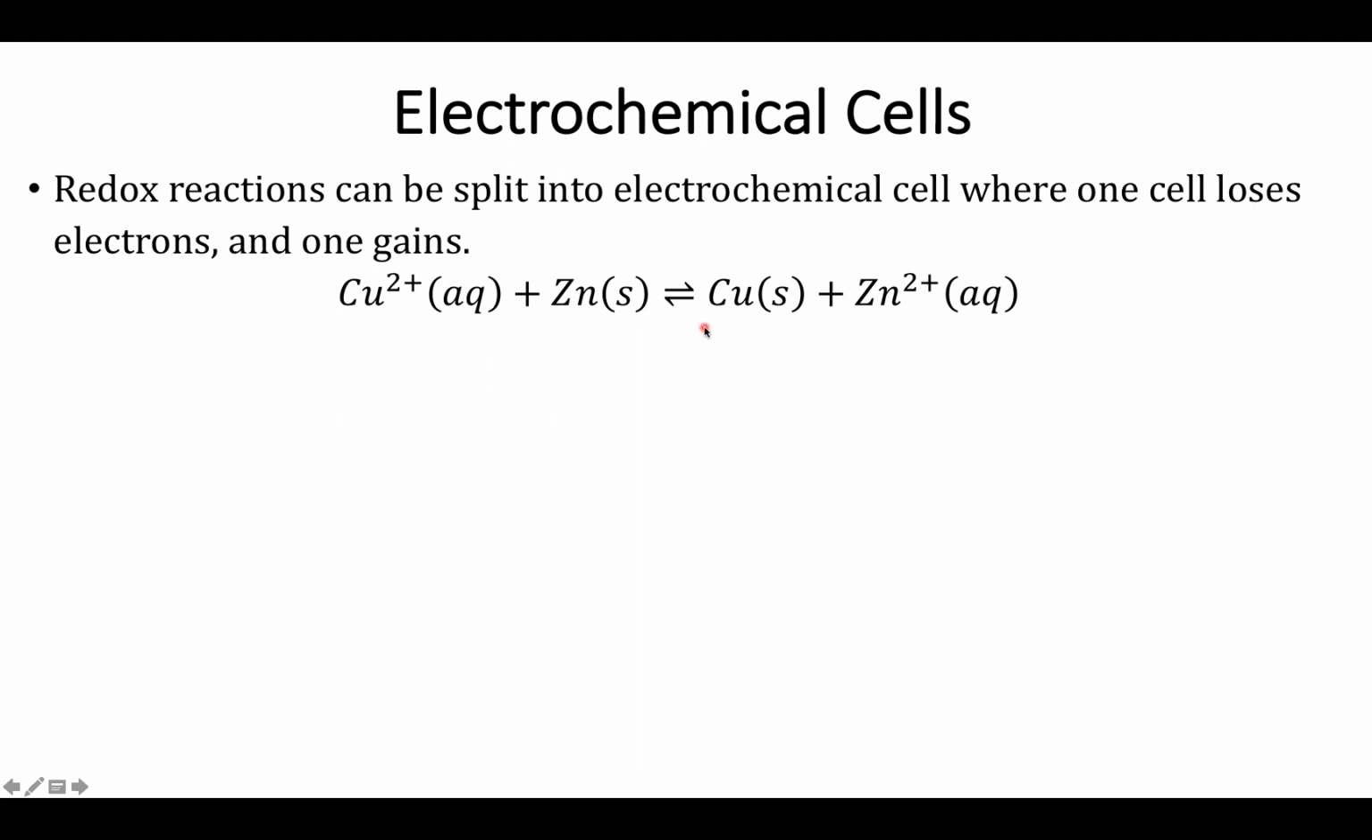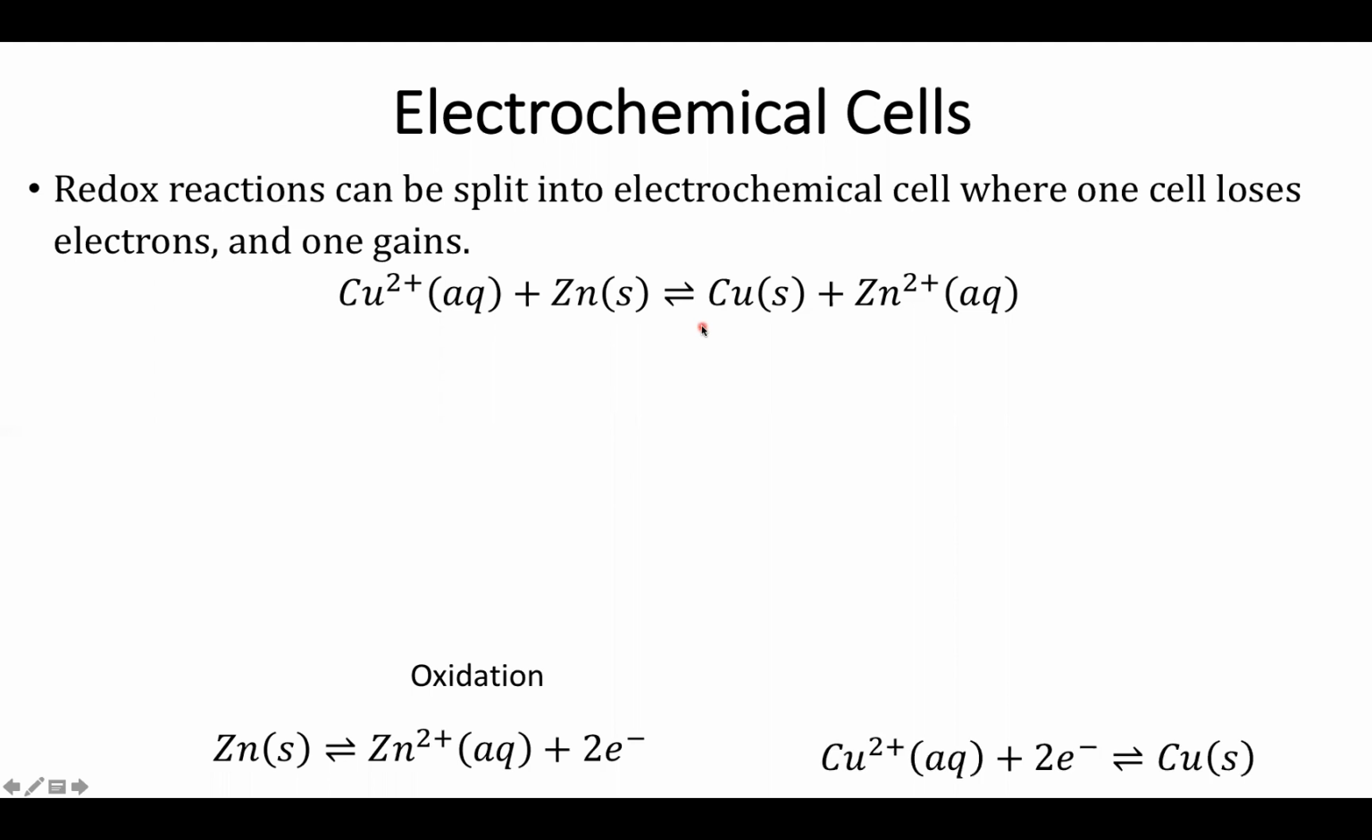So the first step of building an electrochemical cell is to divide it into the oxidation reaction, which we tend to put on the left, and the reduction reaction, which we put on the right. Remember, reduction goes on the right.